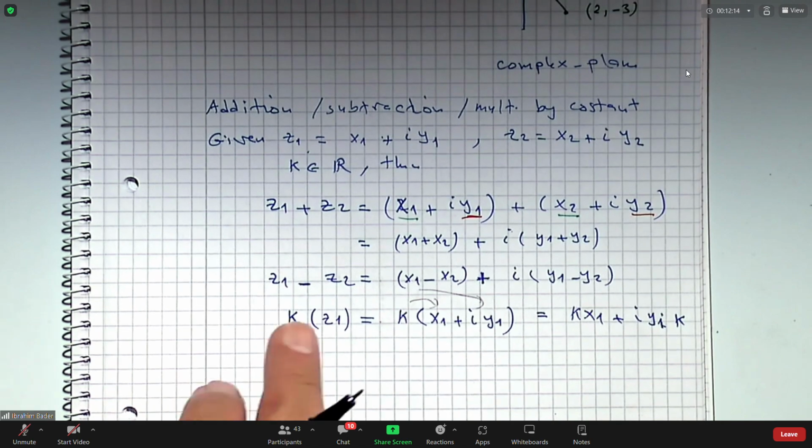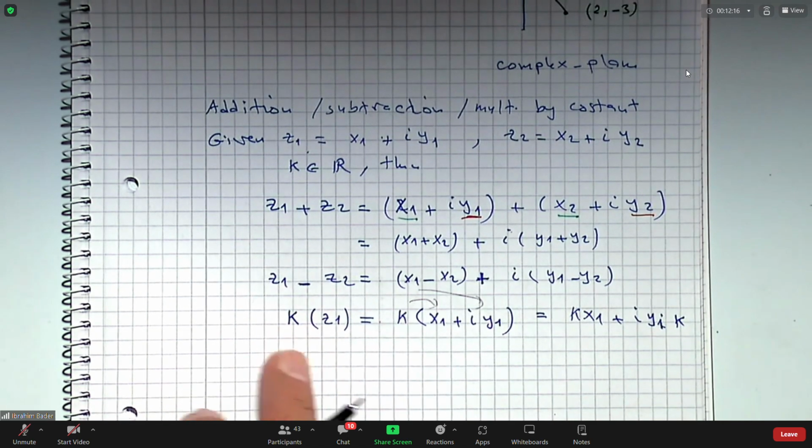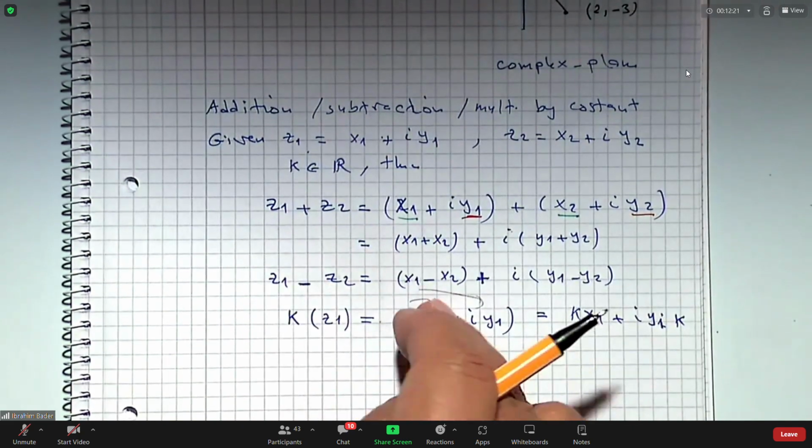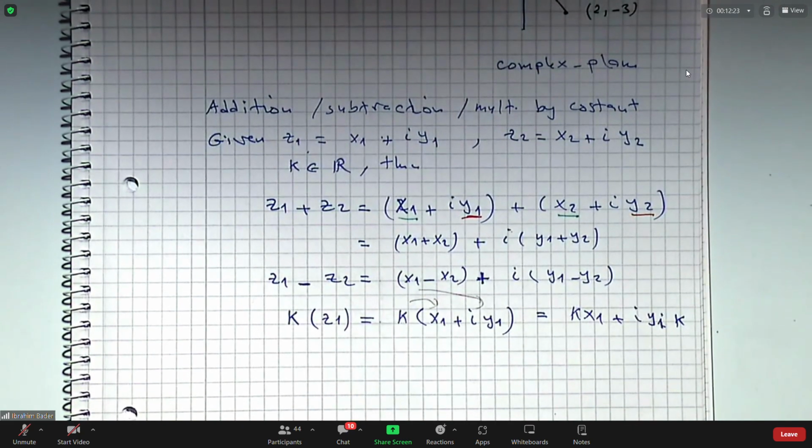So these operations are straightforward. Of course, if you divide or multiply by the reciprocal of a number, then you divide. For instance, I can divide by 2, meaning I will just divide each component by 2 and so on. Any questions so far about these operations?